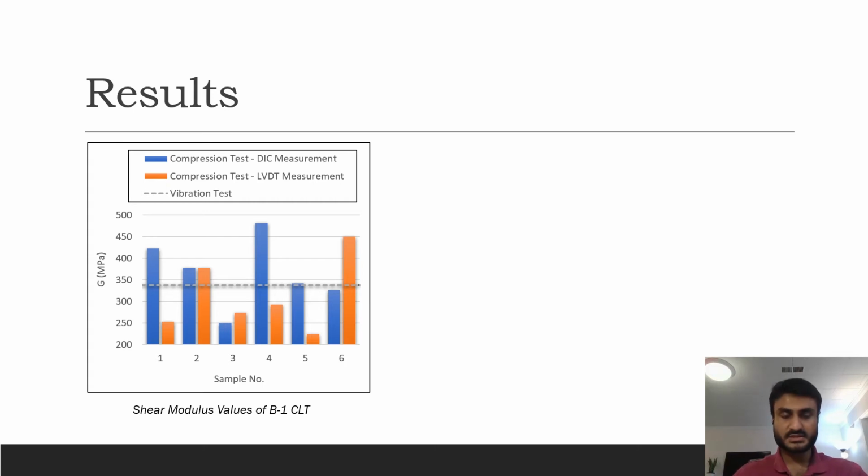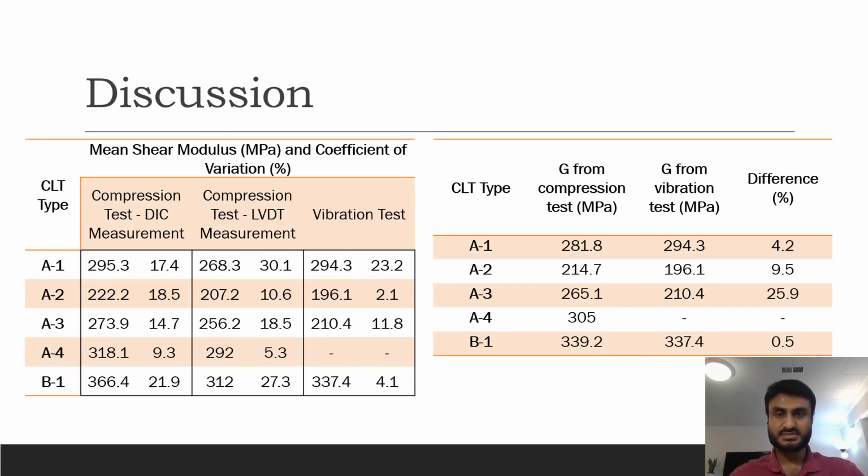Finally, the shear modulus values of the B1 type CLT, which was made by the second manufacturer, are shown here. All the results from the previous column charts are summarized here. In the left table, the mean of the shear moduli determined from the three measurement techniques have been summarized along with the variability of the data. For each set of measurements, the first column represents the mean shear modulus value and the second column represents the coefficient of variation, which is a measure of the variability of the data.